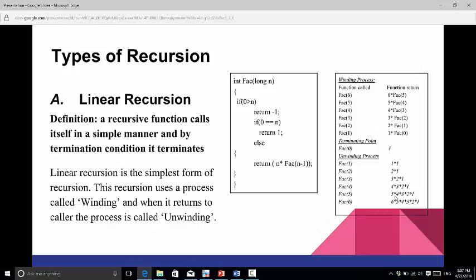I'm going to talk about the performance and types of recursion. Here we have 5 types of recursion. The first one is linear recursion. Basically, linear recursion we define as a recursive function that calls itself in a simple manner and by a termination condition it terminates. Linear recursion is the simplest form of recursion. This recursion uses a process called winding, and when it returns, the process is called unwinding. The figure shows the process.